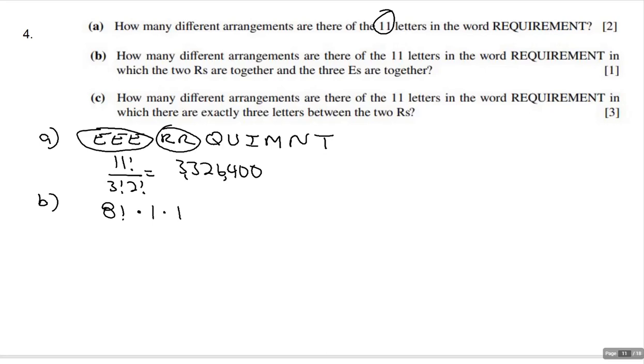So then what did you get? You said that was 40,000? 40,320. Alexa, what do you think about that? I got the same thing. All right, that's awesome. Now tell me, how many different arrangements are there of the 11 letters in the word requirement in which there are exactly 3 letters between the 2 R's? So what do you think we can do about this? How can we better visualize it?